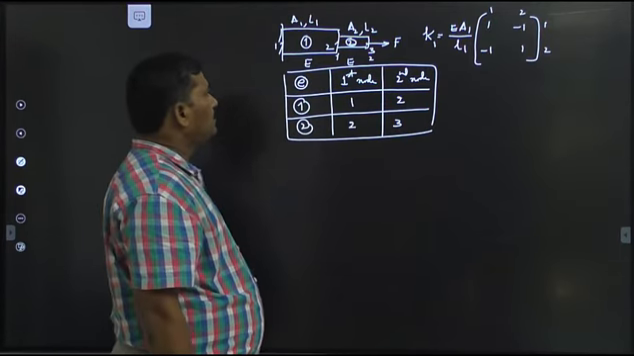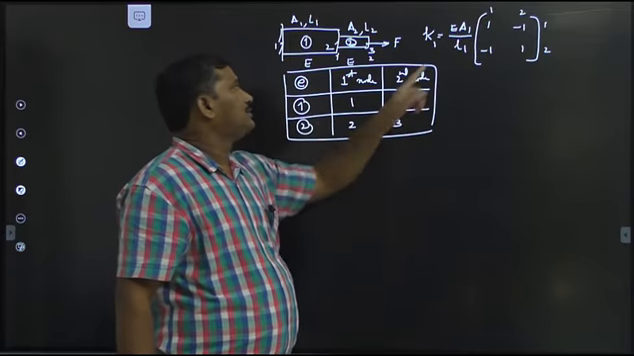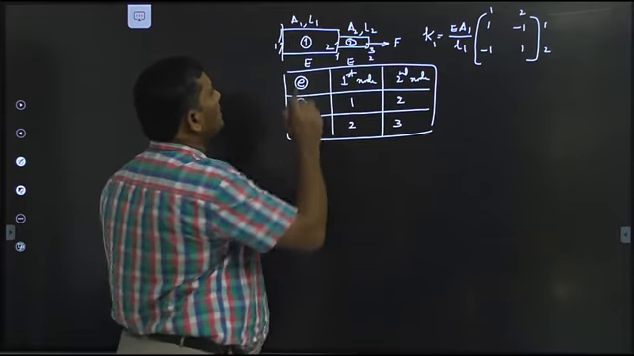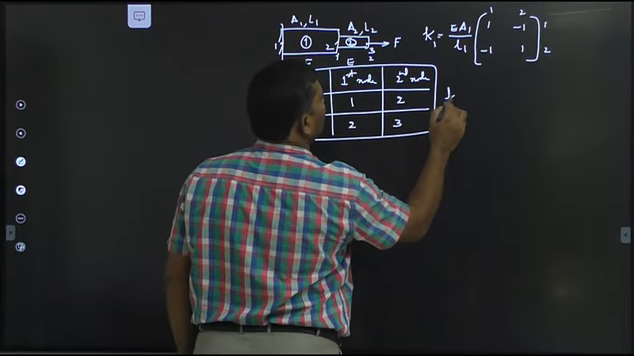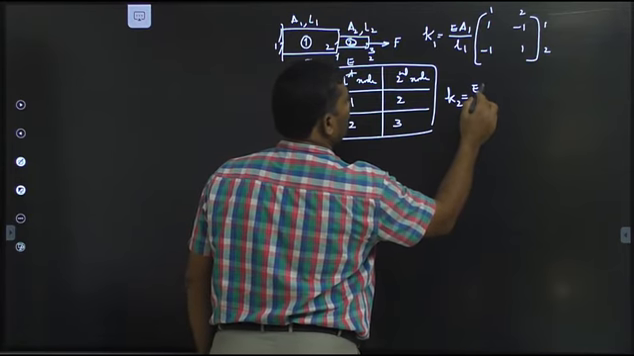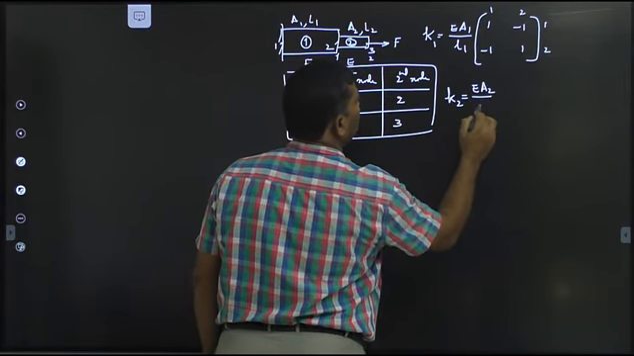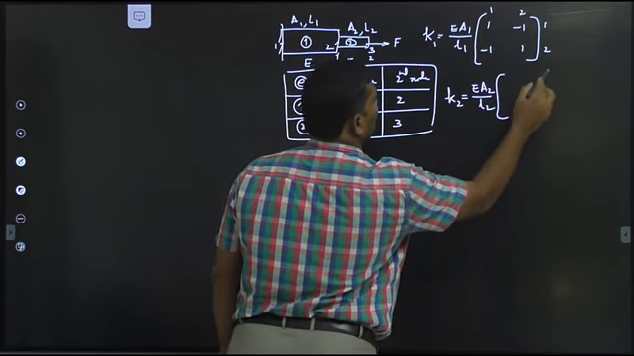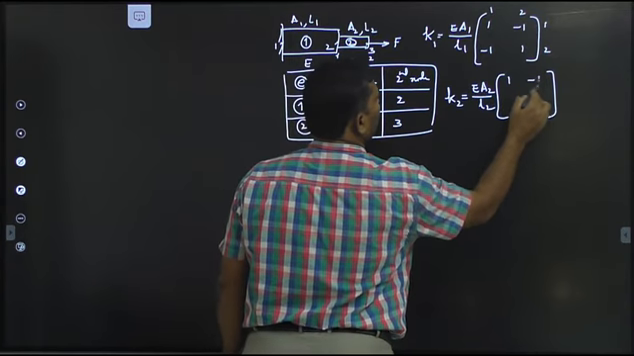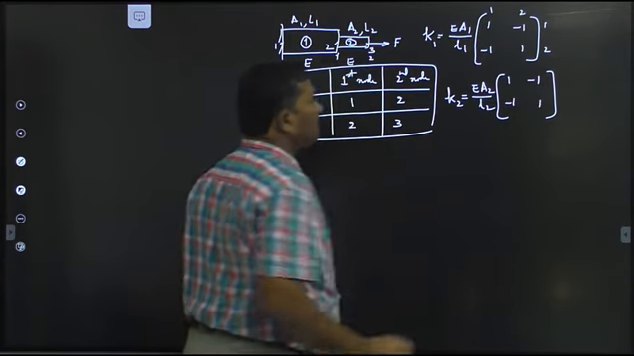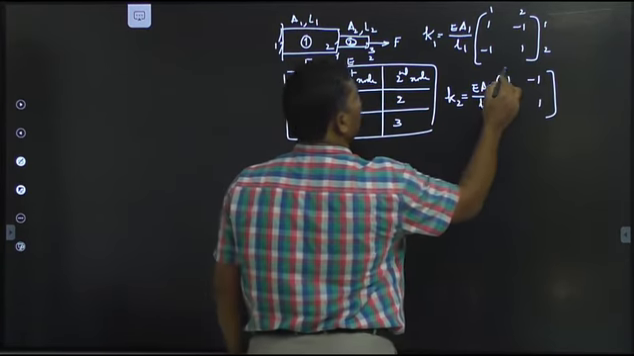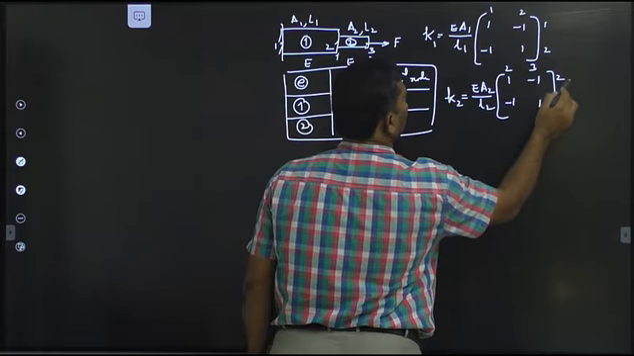Now, after preparing K1, these elements correspond to the first and second degrees of freedom. Next, for the second element, prepare the element stiffness matrix. This equals, again, what is the formula? EA by L. Hence, EA2 by L2 into a 2 by 2 matrix having the elements 1, minus 1, minus 1, 1. These correspond to the degrees of freedom 2 and 3. Hence, I write 2, 3 here, 2, 3 here.